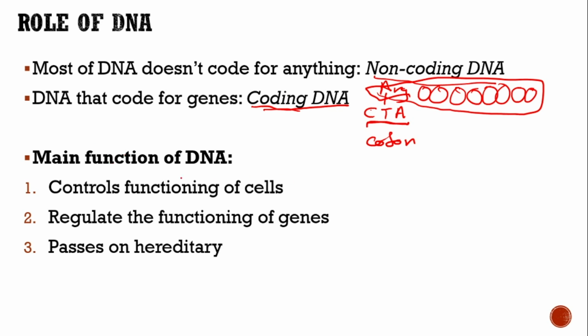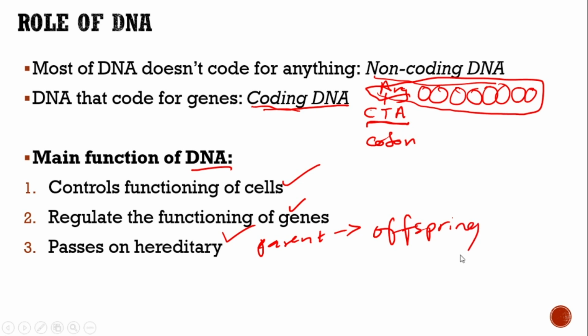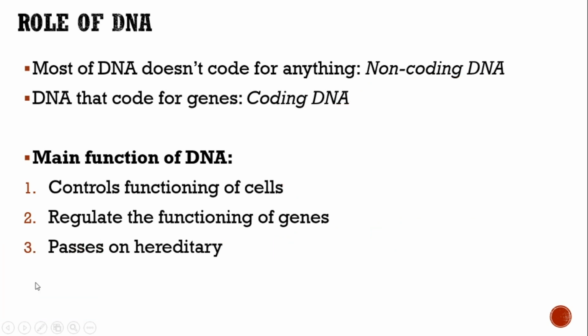So what are the main functions of DNA? It controls all functions of the cell. That's why we say the nucleus controls all functions of the cell. It is due to DNA. Then to regulate the function of genes and then pass on hereditary information from parent to offspring. So you have that big nose because of your DNA. It goes in line with your whole family from one person to the other. So this will basically conclude our lesson on DNA for now.